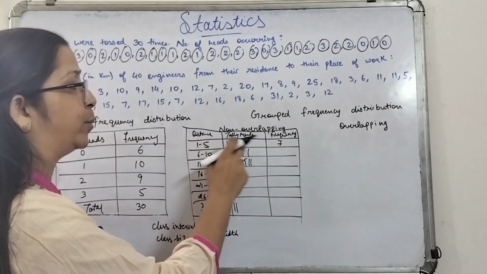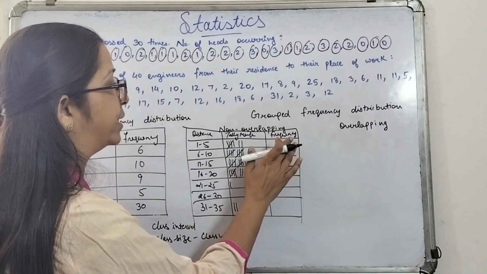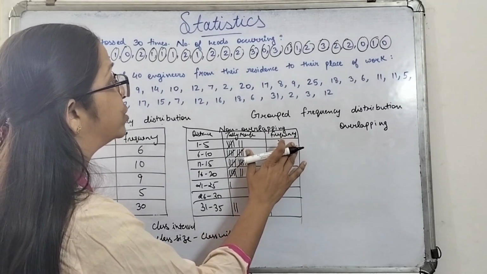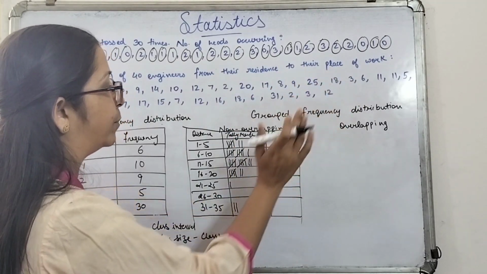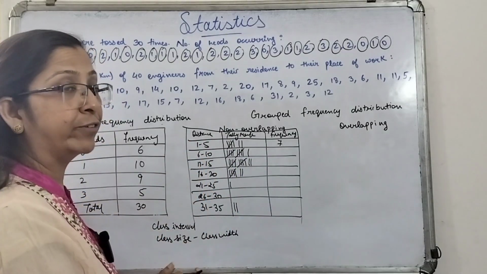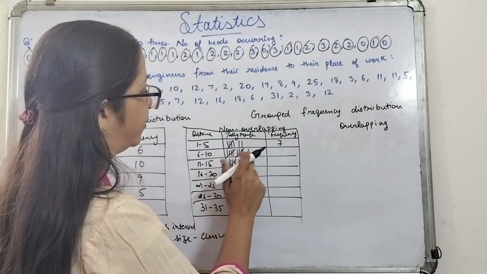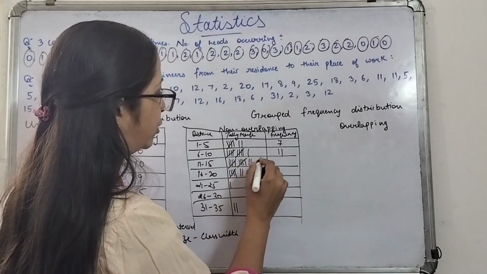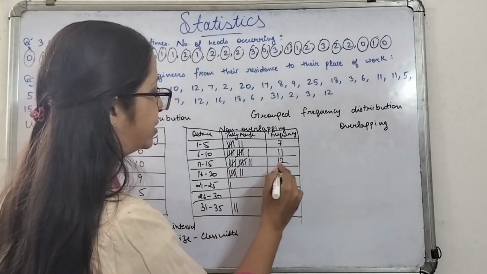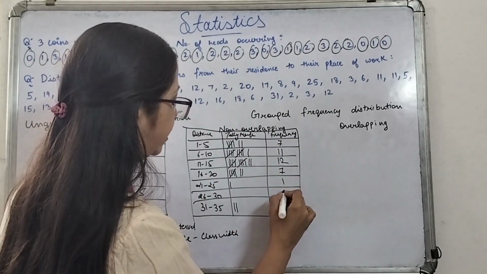Frequency for 1 to 5 kilometers will be 7. So it shows that there are 7 engineers whose distance from their residence to workplace is from 1 to 5 kilometers. Then it is your 5, 5, 10 and 1, 11. Then it is your 12. Then it is your 7. It is 1. Here it is 0.